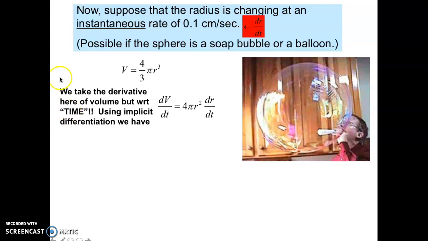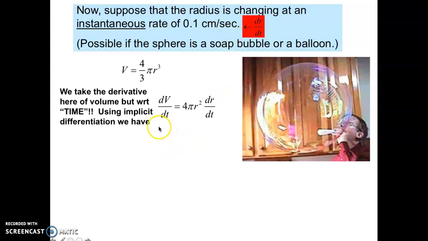What we were given here was the rate of change in the radius with respect to time, not just, as in the last problem, a very small change in the radius. But in this particular problem, we're given the change in the radius over time, which is a rate of change, which is a derivative, and it is with respect to time because the rate is in seconds.